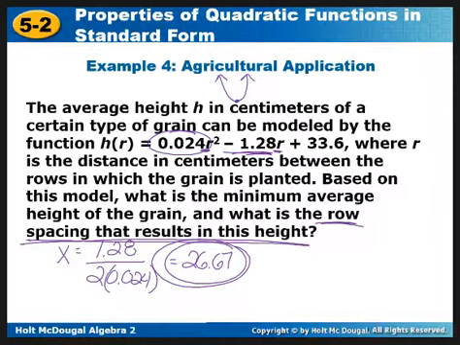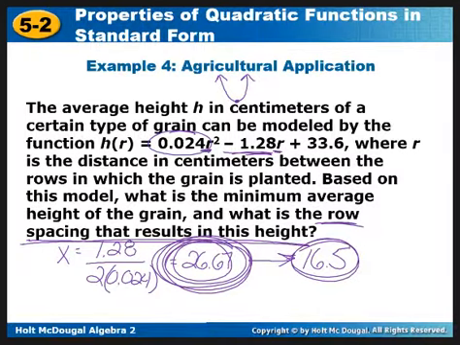Now, trying to do that all on your calculator, that's the one thing I don't necessarily like about some of these decimal problems. But basically, when I fill this number in for R in this case, this is what I get as my output value. So 26.67 and 16.5 represent my vertex point, this being the X value, this being the Y value of my vertex.